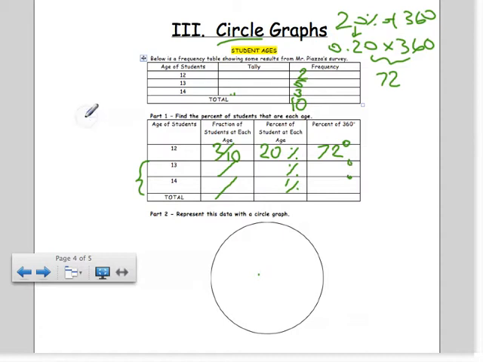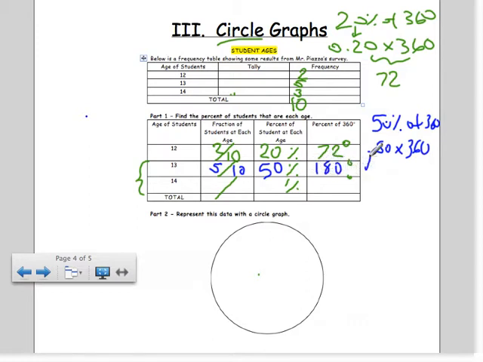Okay, you've tried, so now it's time to check. This group of 13-year-olds is 5 out of the 10 students, which is 50%. And 50% of 360 is 0.50, 50 hundredths times 360. And if you multiply those together, that would be 180 degrees. Hope you got that correct.